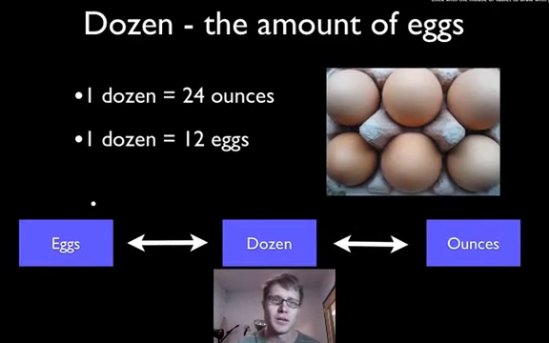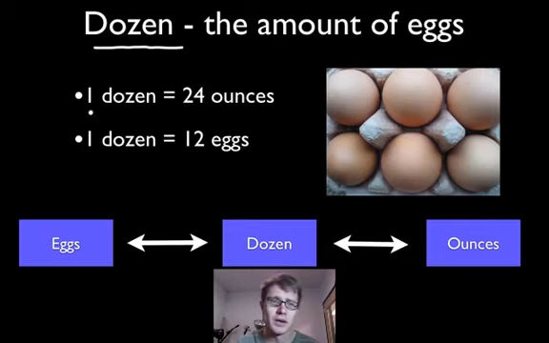Let's start by talking about eggs. A dozen is simply the number of eggs. If you have a dozen eggs, you know that 1 dozen is equal to 12 eggs. When you're dealing with a mole, it's the same way. It's just going to be a number of atoms or particles that you have.